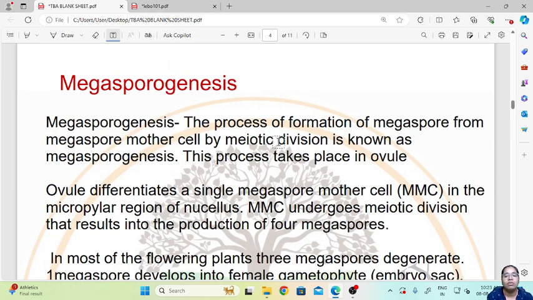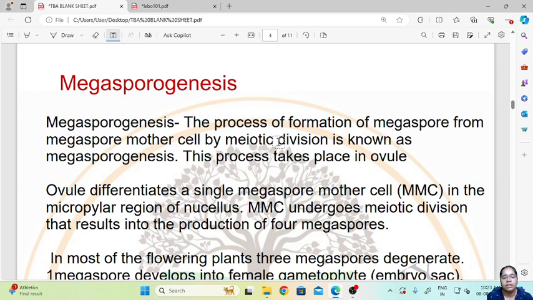Megasporogenesis is the process of formation of megaspore from megaspore mother cell by meiotic division, and this process is known as megasporogenesis. This process takes place in the ovule. So inside the ovule, the formation of megaspores takes place, and this process is called megasporogenesis. Then how does this process happen in the ovule?